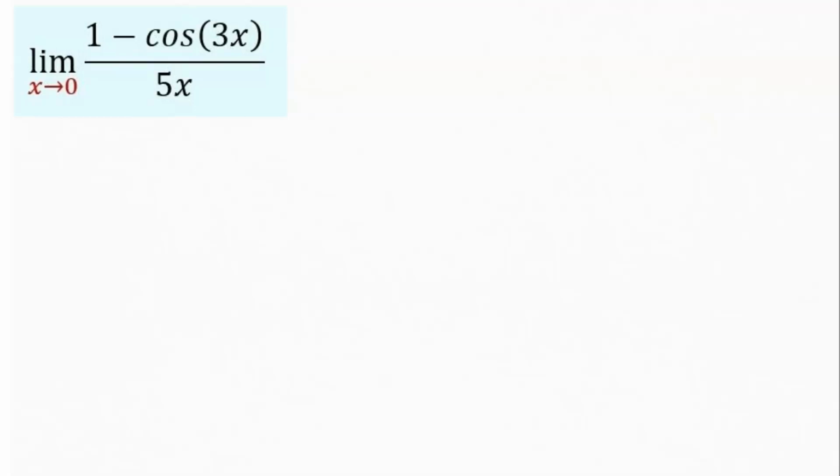This example wants us to find the limit as x approaches 0 of 1 minus cosine of 3x divided by 5x. The first option, I always call option 1 on any limit problem, is you just want to go ahead and plug that value in, whatever they're giving you for x, everywhere you see an x in the equation. Sometimes that works, and you'll be surprised how often it does.